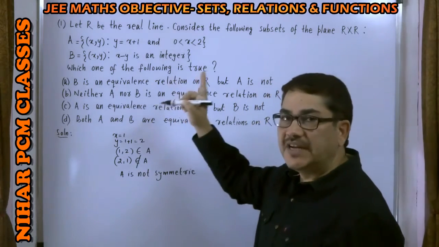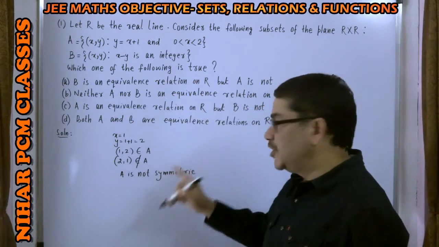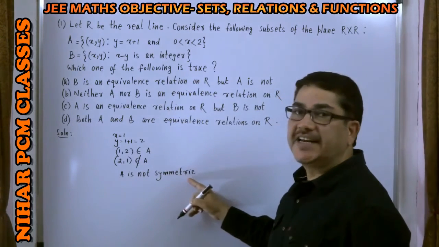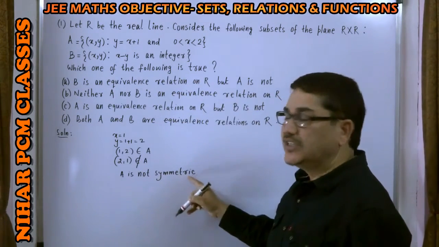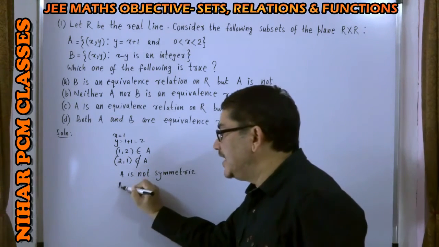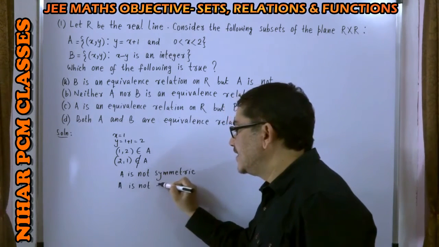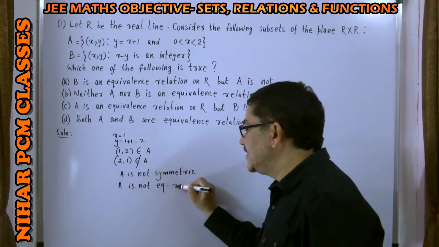For A to be an equivalence relation, it must be reflexive, symmetric and transitive. Because A is not symmetric, it can never be an equivalence relation. So A is not an equivalence relation.